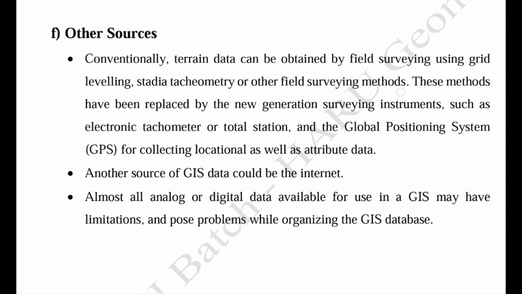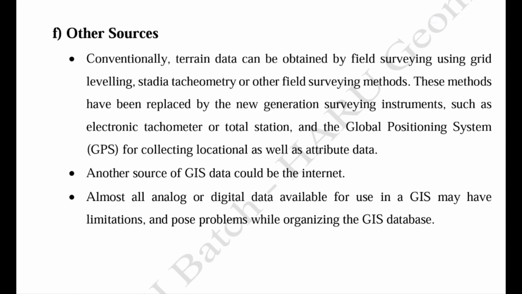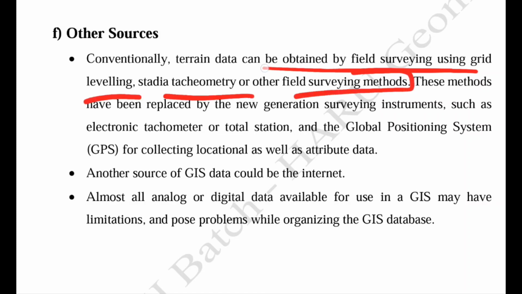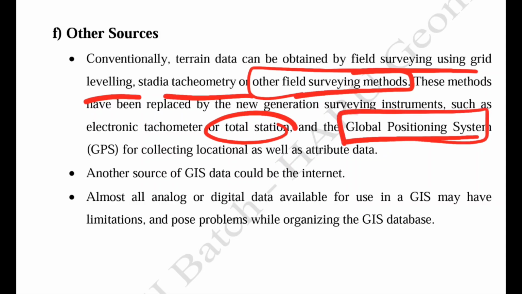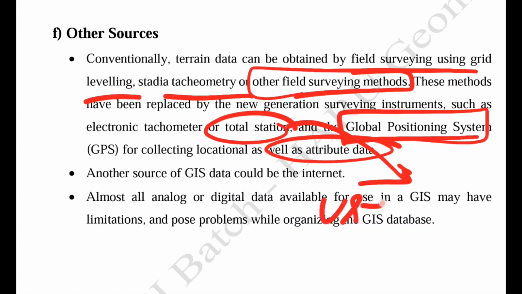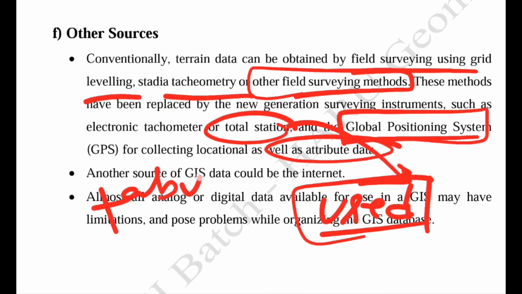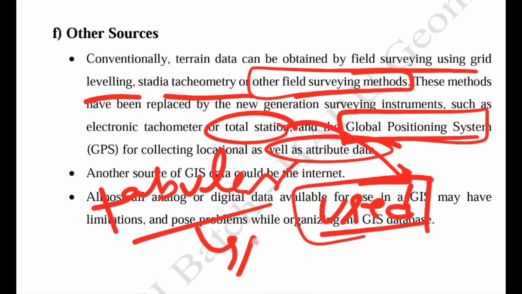Now the last one is the other sources, which include field surveying using grid labeling, stadia tachymetry, and other field surveying methods like total station. I have already told you, GPS, total station. So the data collected by GPS and total station can be used in the GIS software, and this data can be stored in tabular format. So it can be stored like attribute data.